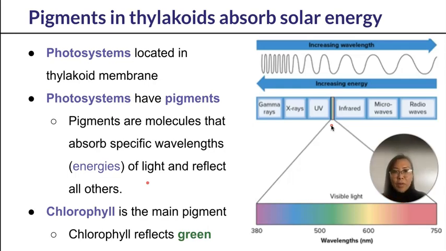So chlorophyll is the pigment that's able to absorb all the light energy except for green. And that's the reason why plants are green: the plants are actually reflecting back the one color wavelength that they're not able to absorb, and that's green.